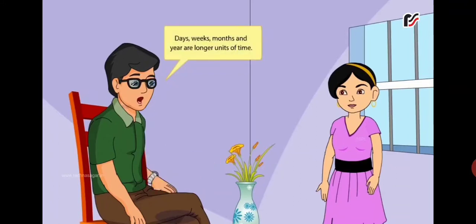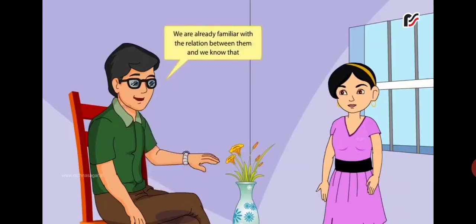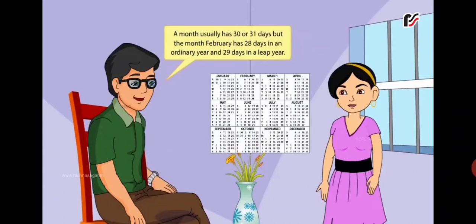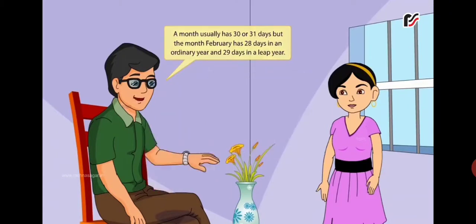Days, weeks, months and year are longer units of time. We are already familiar with the relation between them, and we know that 1 day equal to 24 hours, 1 week equal to 7 days, 1 year equal to 12 months, 1 year equal to 52 weeks, equal to 365 days, and 1 leap year equal to 366 days. A month usually has 30 or 31 days, but the month February has 28 days in an ordinary year and 29 days in a leap year.